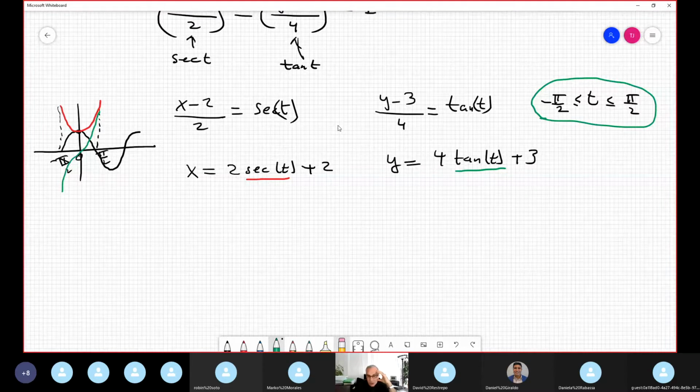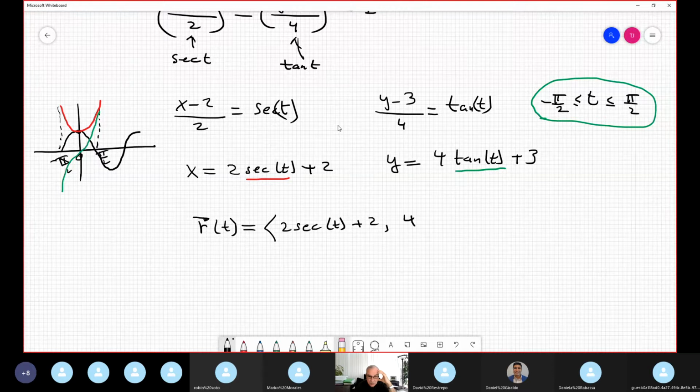You can assume another, well, no. Now, the vectorial is r of t is equal to secant t plus 2, comma, 4 times tangent t plus 3. It's a vectorial representation. And we can see this in GeoGebra.